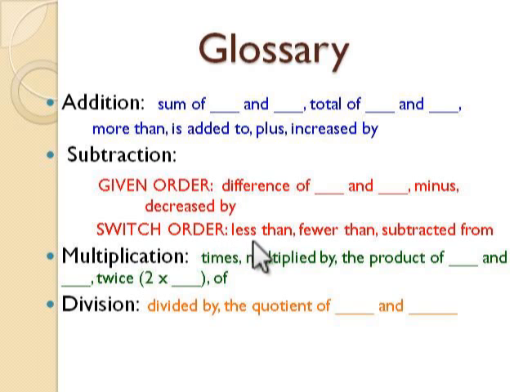But if you have these 3 phrases right here, less than, fewer than, or subtracted from, then you will need to switch the order that they gave you. Let's use our t and our 5 again. T less than 5. We're going to put the 5 first. 5 minus t. T fewer than 5, 5 minus t. T subtracted from 5, 5 minus t. But if we had t decreased by 5, it would be the t first, t minus 5.